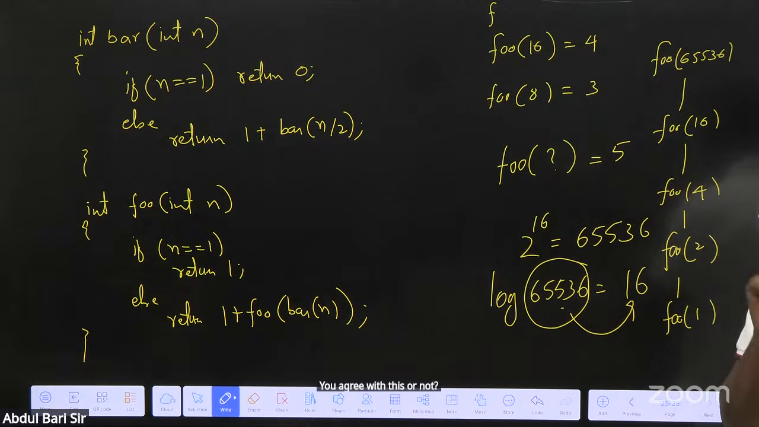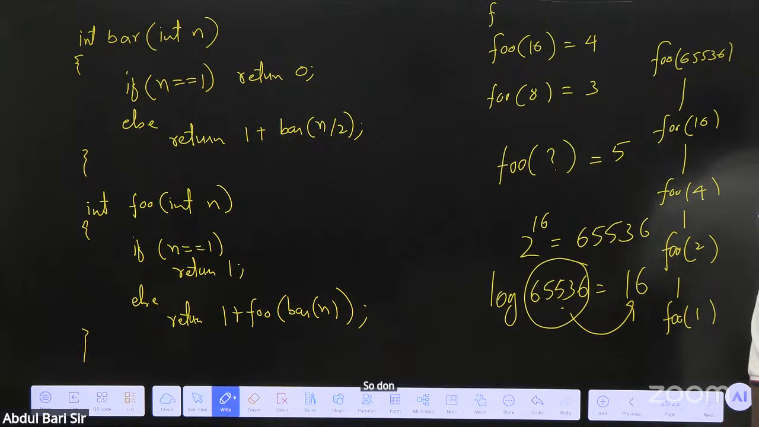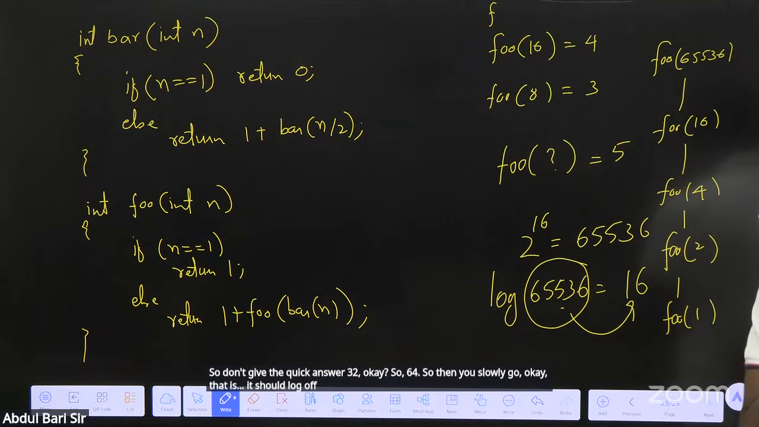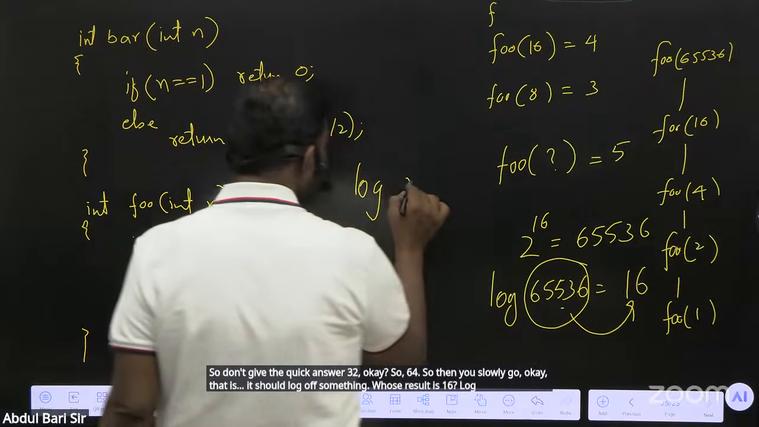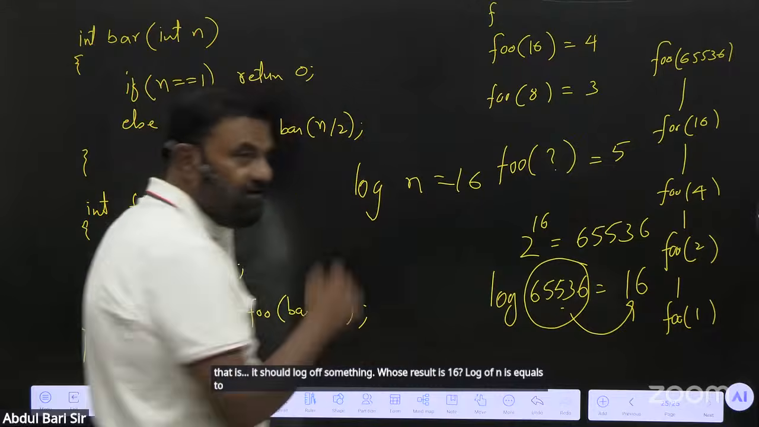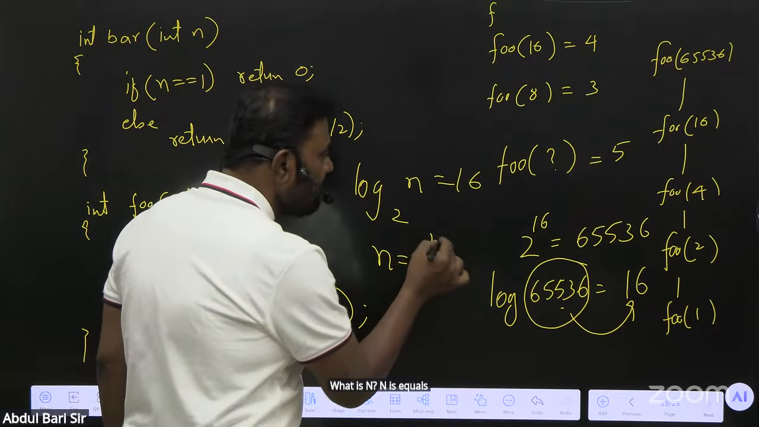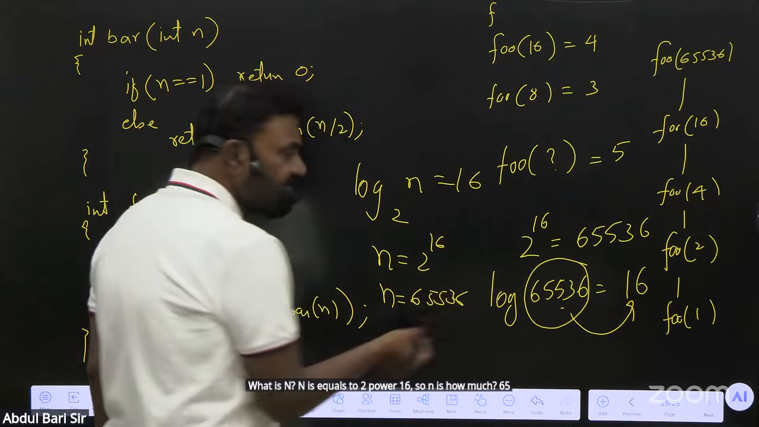So how did you get that idea? Put 32 and see. You will get 4 only. You will not get 5. So don't give the quick answer 32. So slowly you go, okay, it should be log of something whose result is 16. Log of n is equal to 16. So what is n? n is equal to 2 power 16. So n is how much? 65536. Simple.